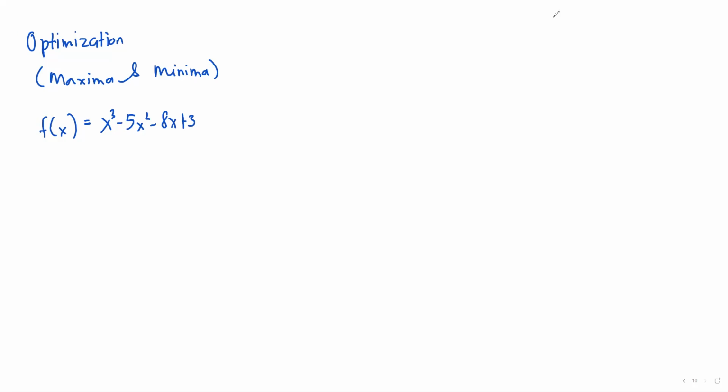Ayun nga. So, better way to explain optimization or maxima and minima is, of course, by solving problems. Okay? So, let's say we have this problem, f of x, x cubed minus 5x squared minus 8x plus 3. Next natin guys, sabi, find the critical numbers. To get the critical numbers, we must get the first derivative.